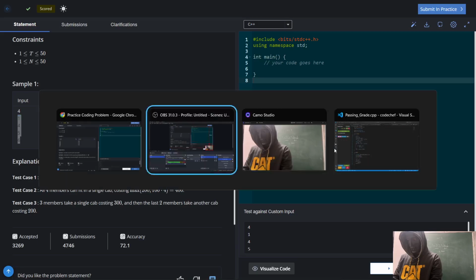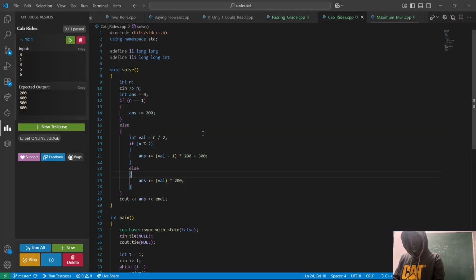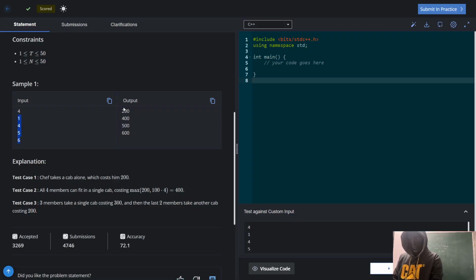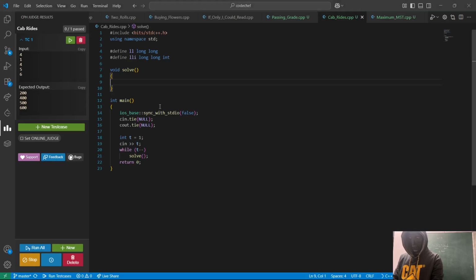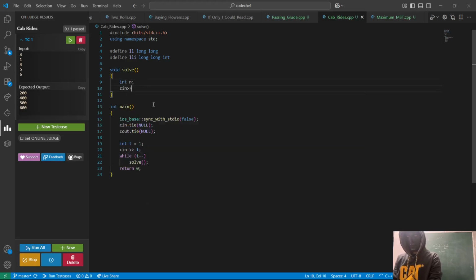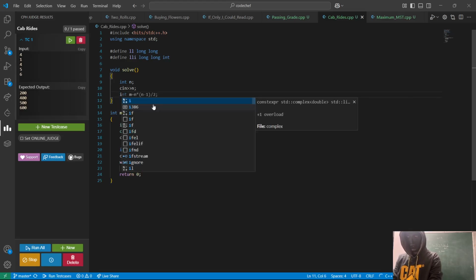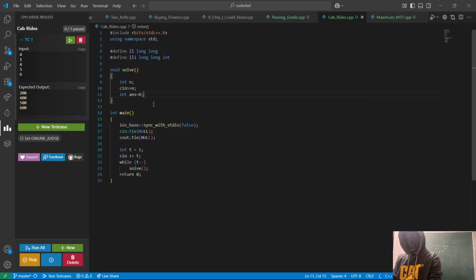So it's like we need to, I'll just code here. So for this we have test cases and integer n. Test cases have been taken care of, and for every test case we have integer n, right? And what we need to do is take an answer variable, which is initialized to 0, because we are not paying any cost.